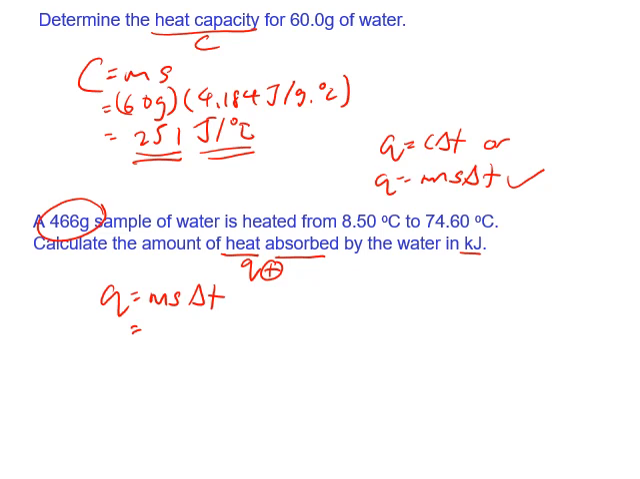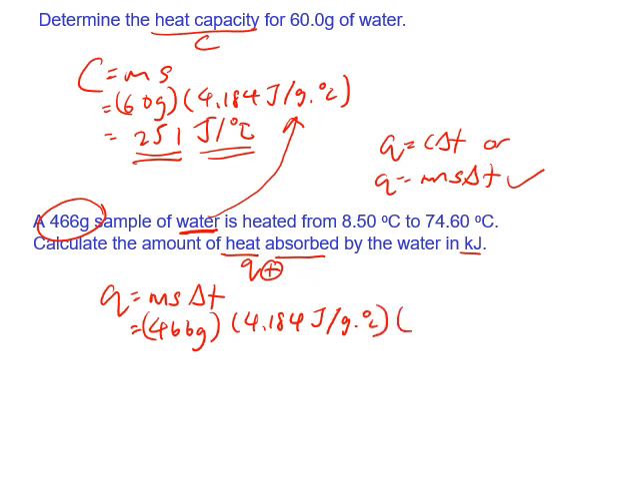So m is the sample, of course in gram, 466 gram. Specific heat: this sample is actually water, so we are using the same specific heat here. It'll be 4.184 joule per gram degree Celsius. The delta T is the difference here, so you always take the T final, which is this one, minus the T initial. So 74.60 minus 8.50 degrees Celsius. Alright, we have quantified this one.